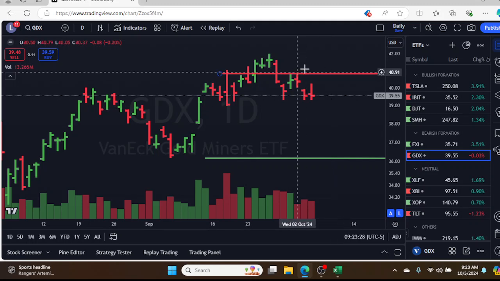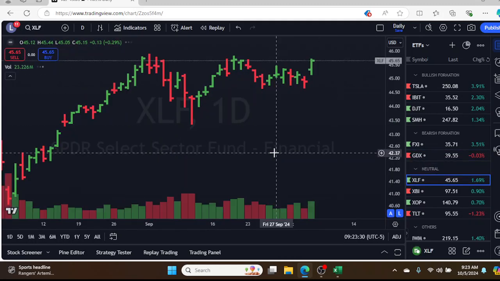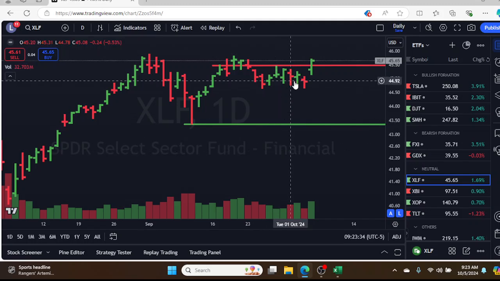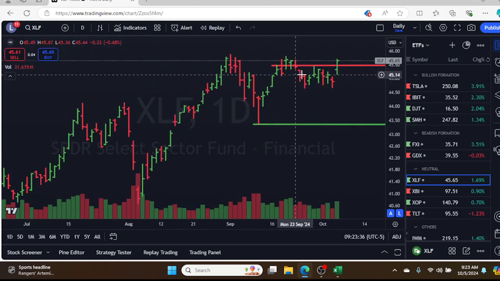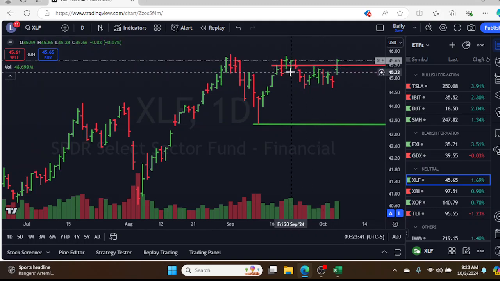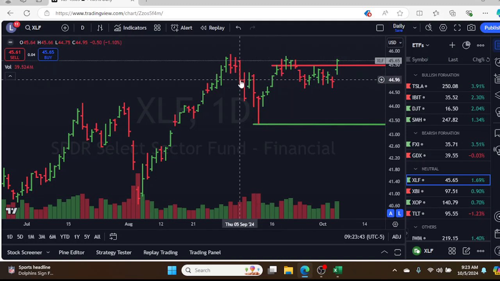So, all right. So XLF, which is the financials. This was interesting. So we were short based on this right here. It came up against this volume, this rate of change bar.